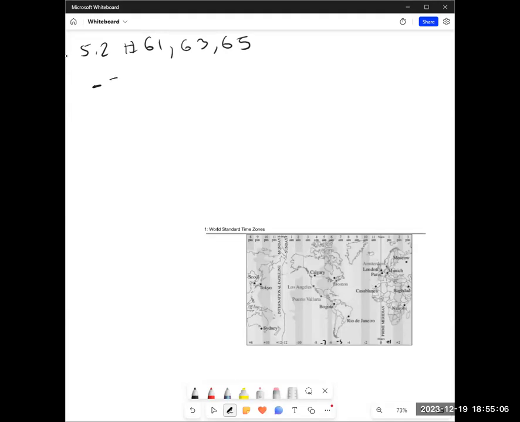So the first question is, a submarine is at an underwater depth of 500 feet. So it's underwater 500 feet. Then it rises 400 feet. So it goes up 400. Then it dives another 600 feet. And finally, it dives another 300 feet. These are all in feet. What is the submarine's final depth?